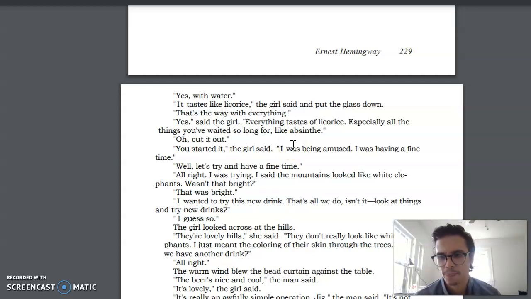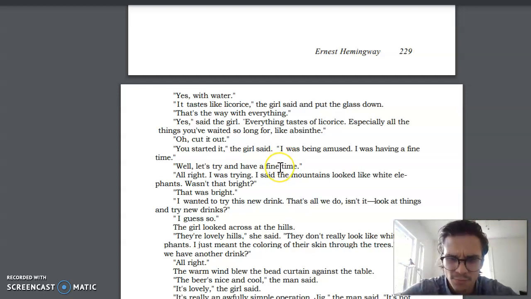It's bitter. What she's saying here is not only does the drink taste like licorice, but something in their life, something they've waited for, doesn't really taste exactly the way it should. Something's not going the way it should in their relationship.